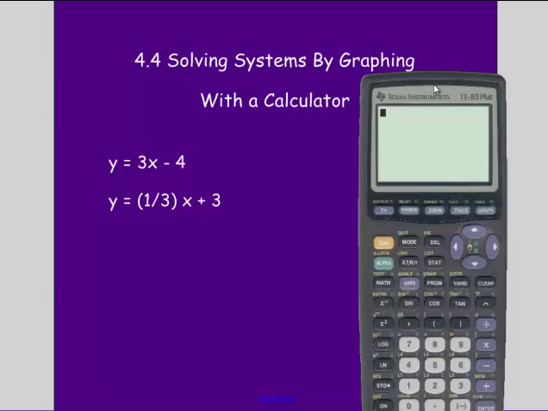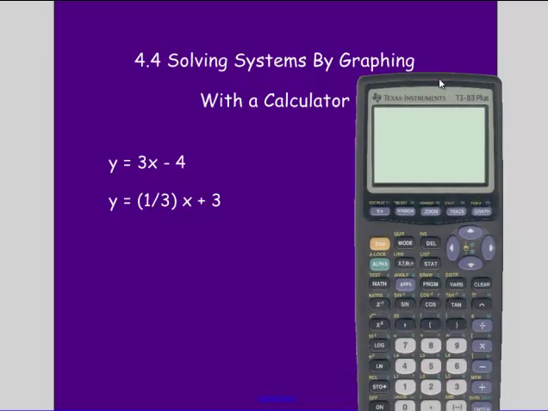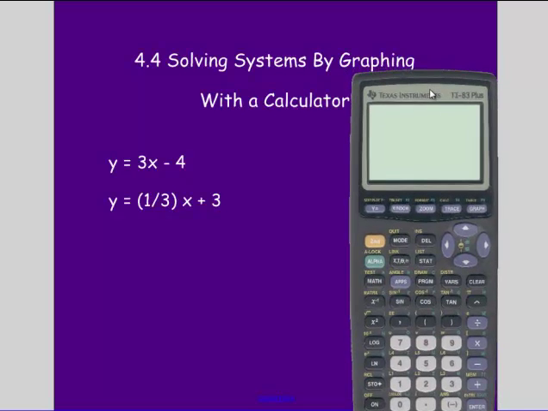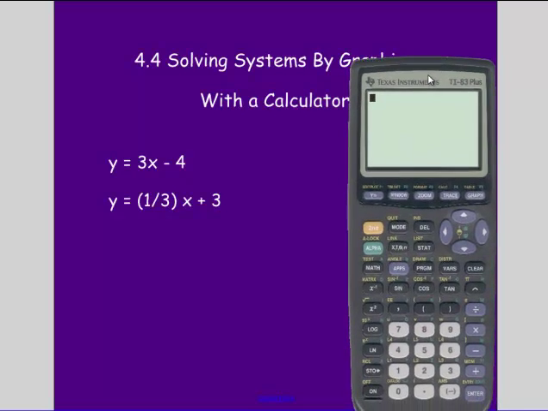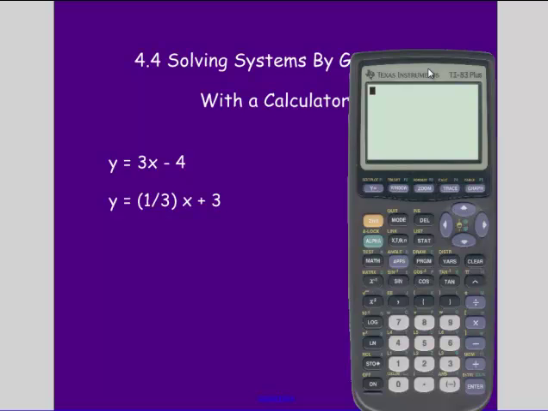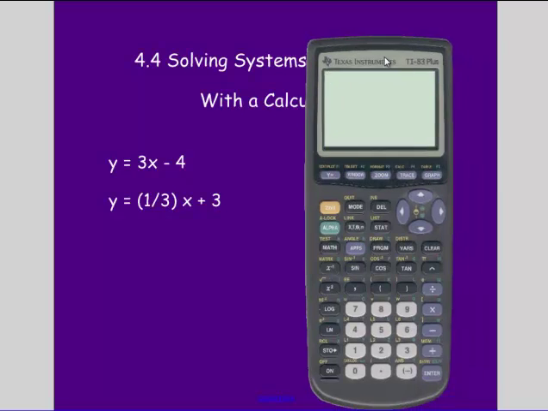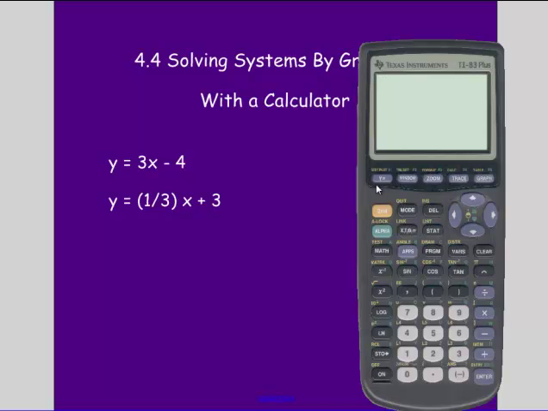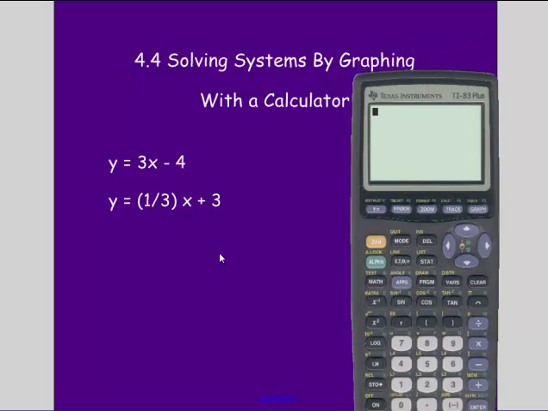Okay, everybody, today we're going to be solving systems of equations by graphing, but this time with a calculator. So I have a virtual Texas Instrument 83 Plus. If you have something similar like a TI 83, an 84, an 82, a bit of an antique, they all work very similarly and you can follow along, I'm pretty sure.